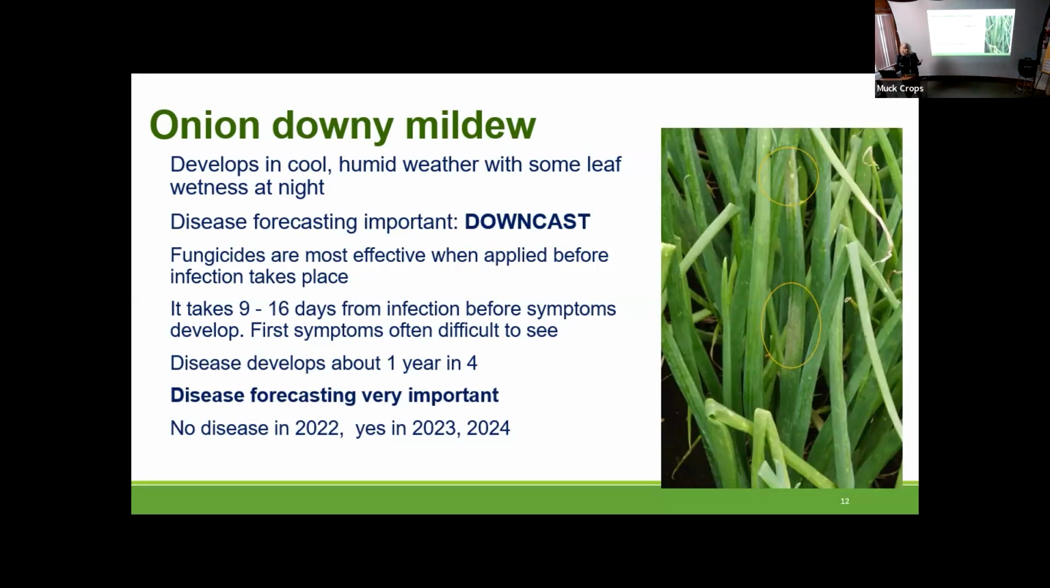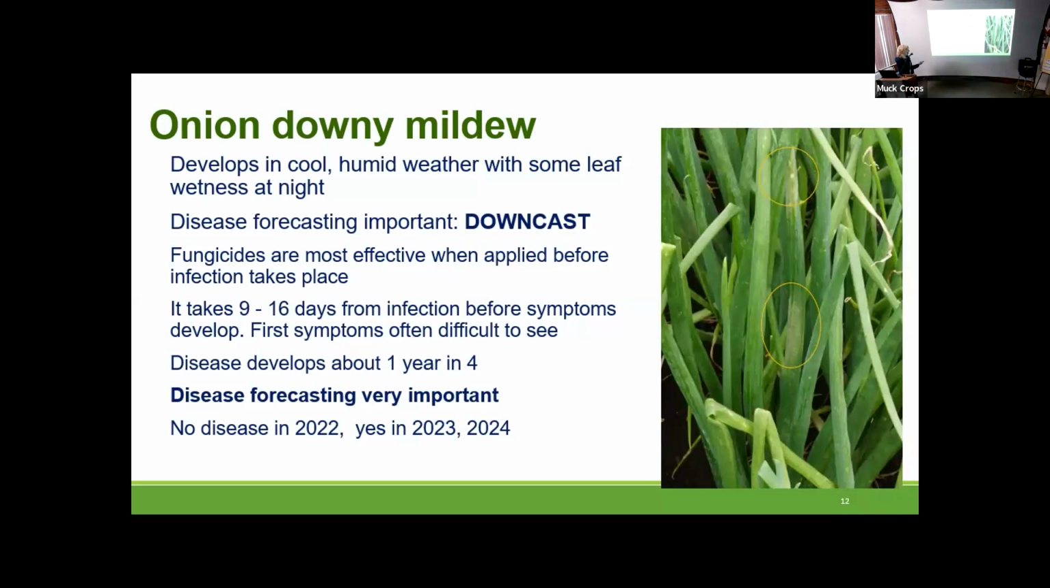And also, we don't get downy mildew developing in our fields every year. I usually say 1 year in 4, but the last 2 years we have seen downy mildew in the marsh. But because we have those years where there's no downy mildew, you don't need to put on the specific fungicides for downy mildew, that makes disease forecasting even more important.